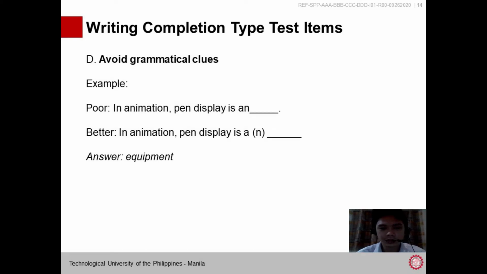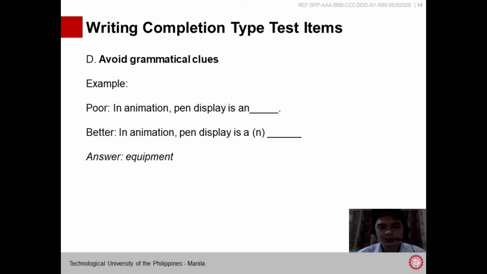Next example, in animation, pen display is an blank. So ito poor to kasi dito sa qualifier na an. Ang sagot dito equipment kasi ang pen display is ang equipment. Pero ikaw binibigyan mo ng clue yung student na dapat ang ilagay niya equipment. So mas okay kung ganito siya.